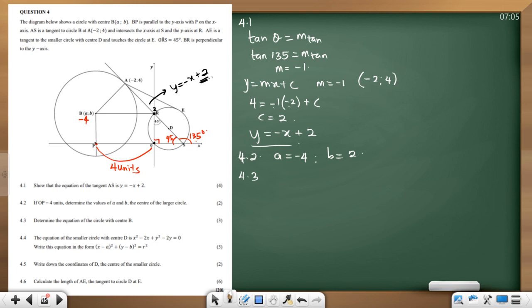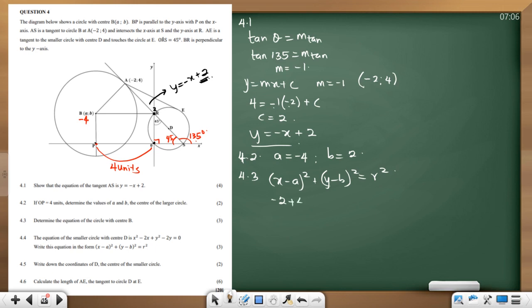Determine the equation of the circle with center B. All right, we now know the center. We just need to get the length of the radius. So (x minus a) squared plus (y minus b) squared equals r squared. What's our x? -2. What's our center?